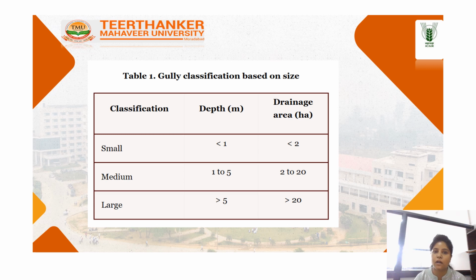The dimension of a gully is classified as follows: small, with depth less than 1 meter and drainage area less than 2 hectares; medium, 1 to 5 meters with drainage area 2 to 20 hectares; and large, greater than 5 meters with drainage area greater than 20 hectares.